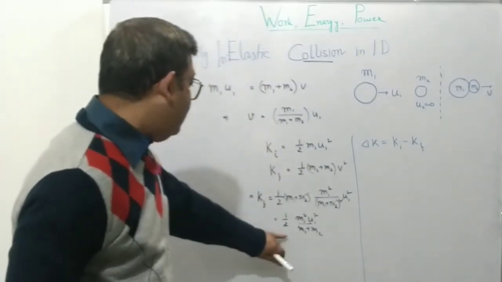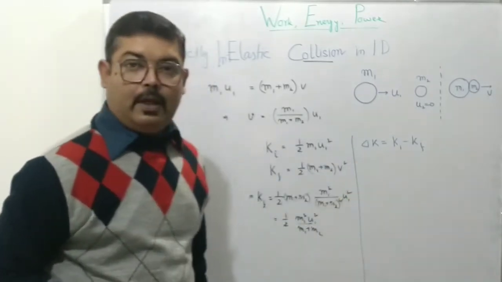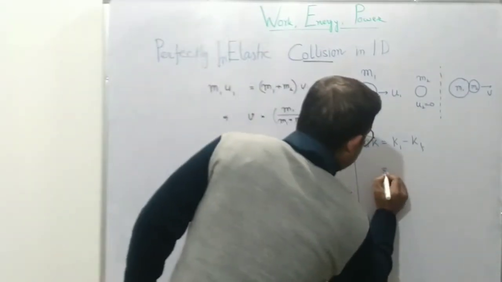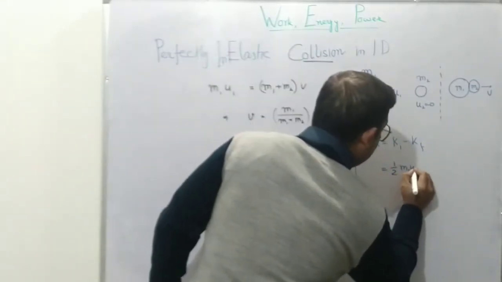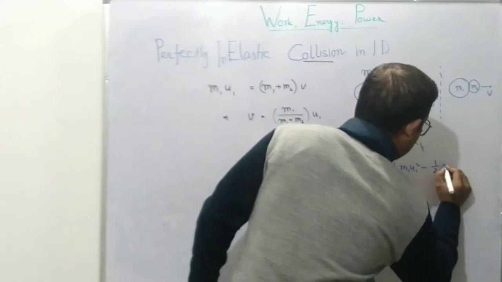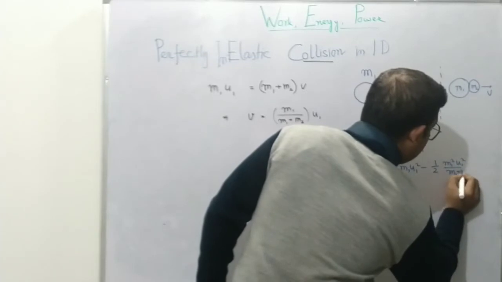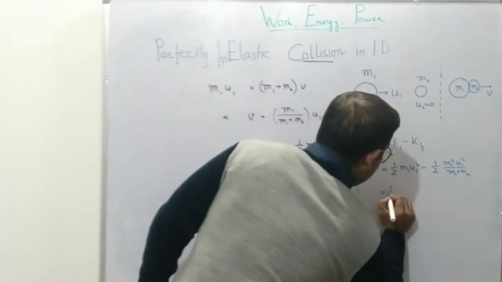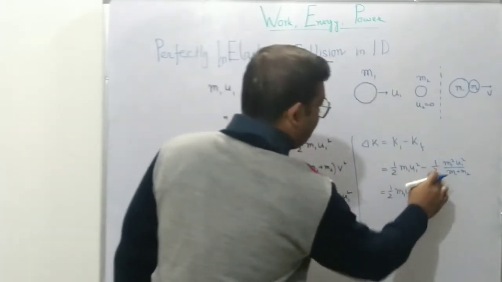So if you substitute this value and the value of K initial in this equation, we will be able to find the difference between the kinetic energies. If we substitute these values, delta K becomes equal to K initial, half m1 u1 square, minus this one, half m1 square u1 square by m1 plus m2. If we take half m1 u1 square common, we will be left with 1 in the first term. In the second term, what will we be left with?